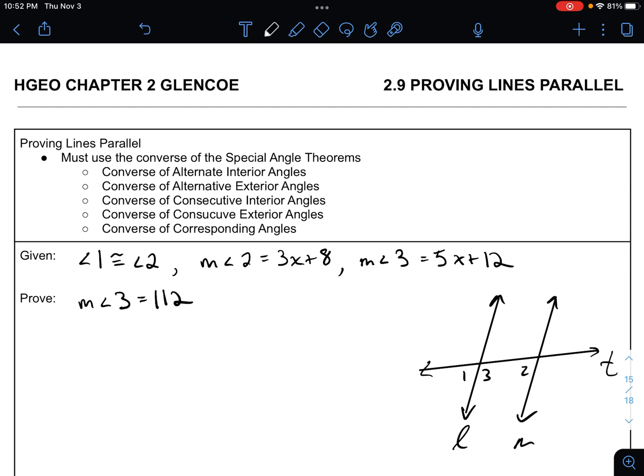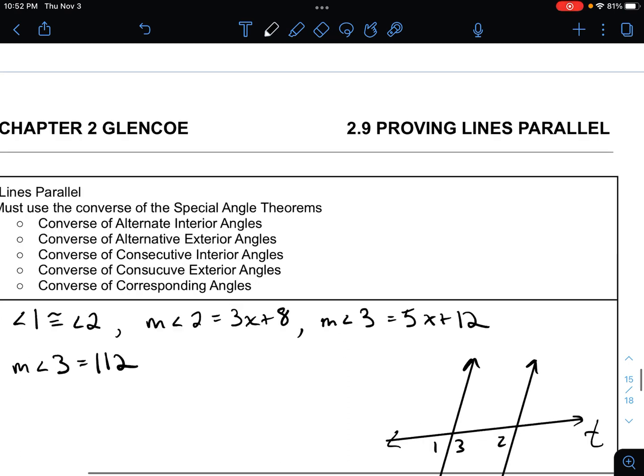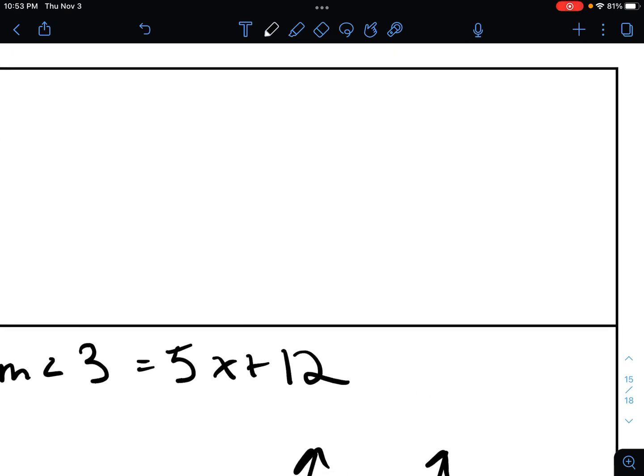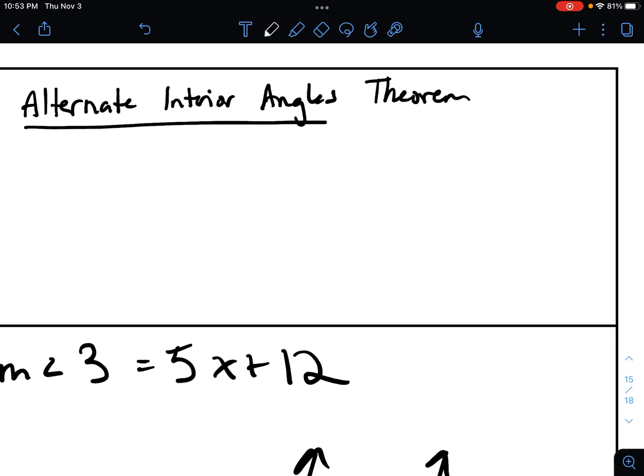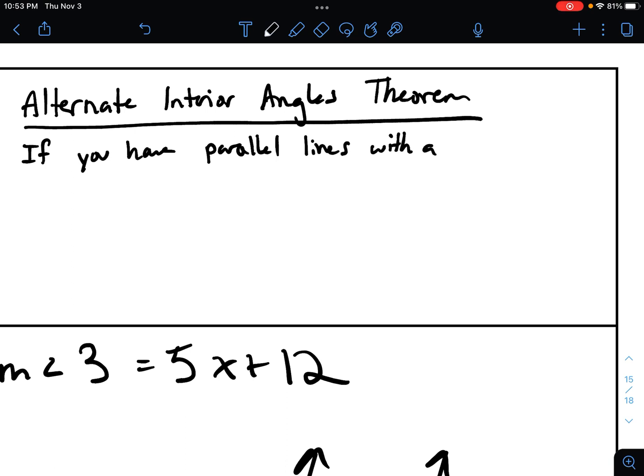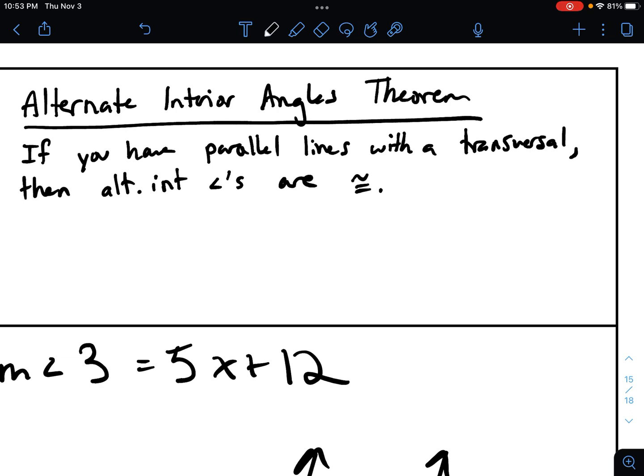Now the difference between what we're doing today versus what we did last time is that last time, for example, when we were talking about the alternate interior angles theorem, so let's write that down. Try to write small here. Alternate interior angles theorem. This theorem said that if you have parallel lines with a transversal, then we know that alternate interior angles are congruent. Okay, so notice how the hypothesis is if we have parallel lines with a transversal, the conclusion is that the alternate interior angles are congruent.